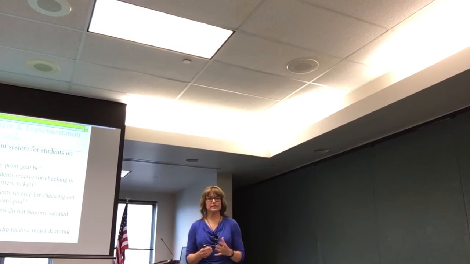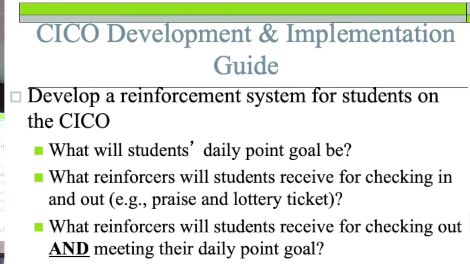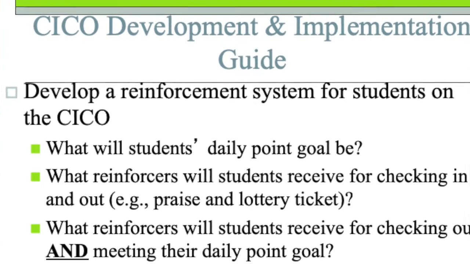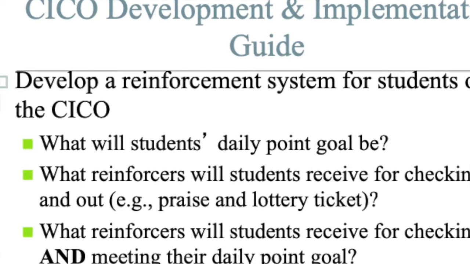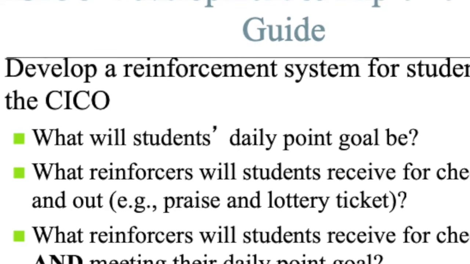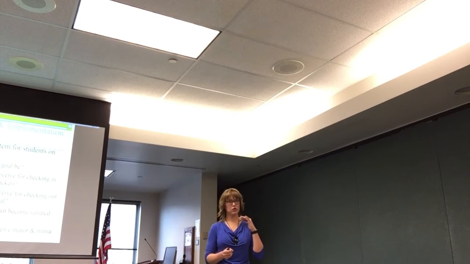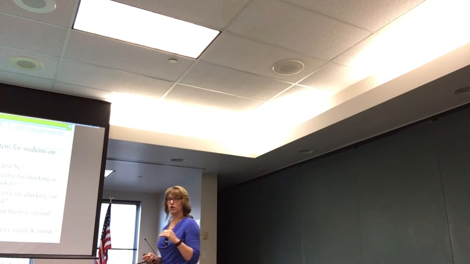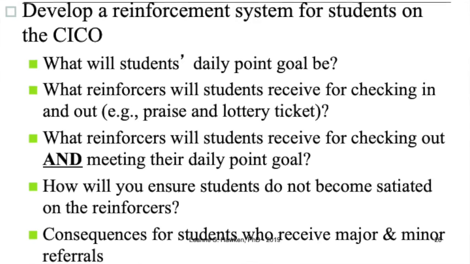So your next task is to develop a reinforcement system. You don't have to spend money to do this. Time with people, time with their peers if they're older, is what's really reinforcing. But you want to decide what is your bare minimum percentage of points that you want the students to get to earn a goal. Most schools I work with, it's either 70 or 80.